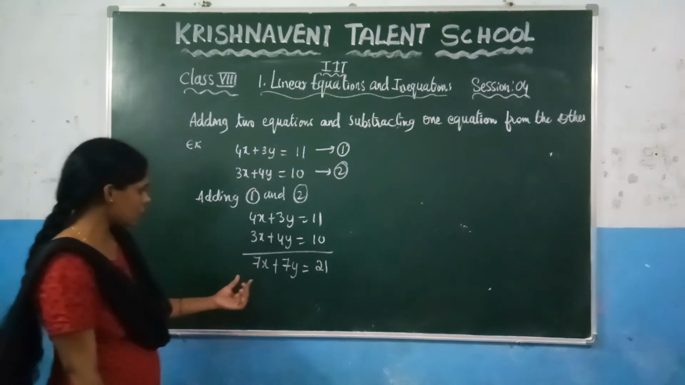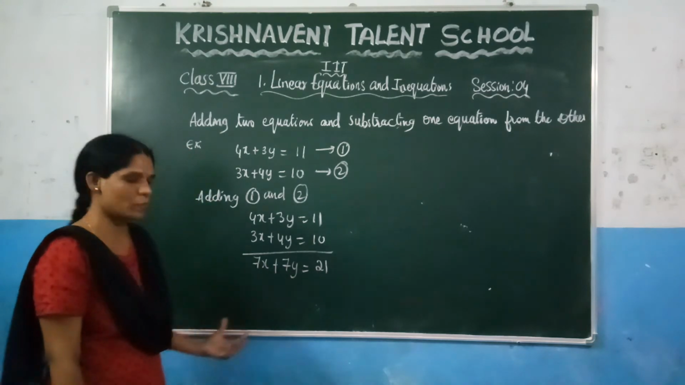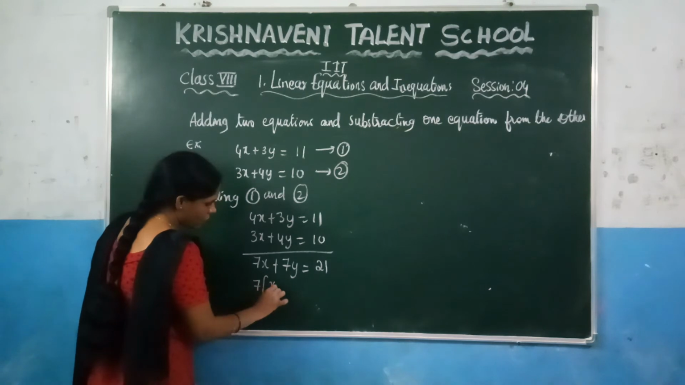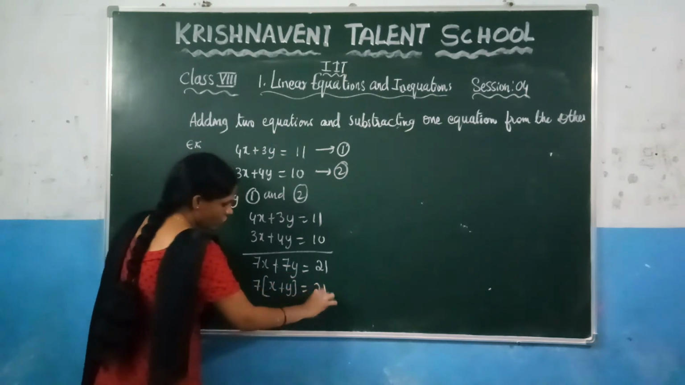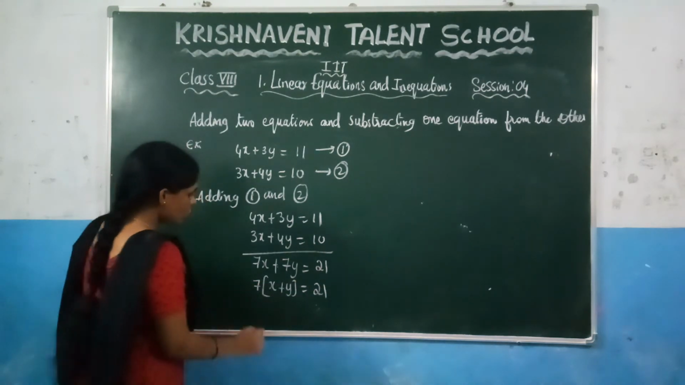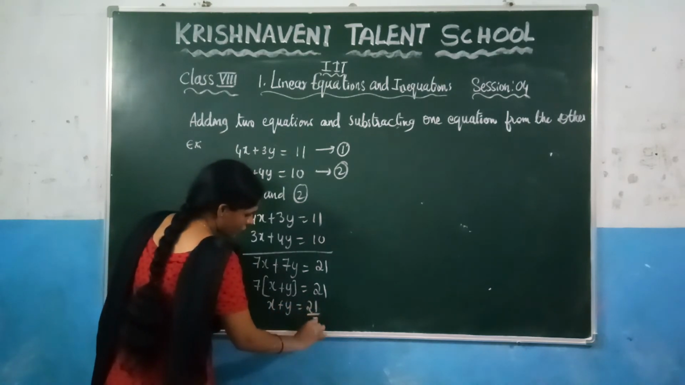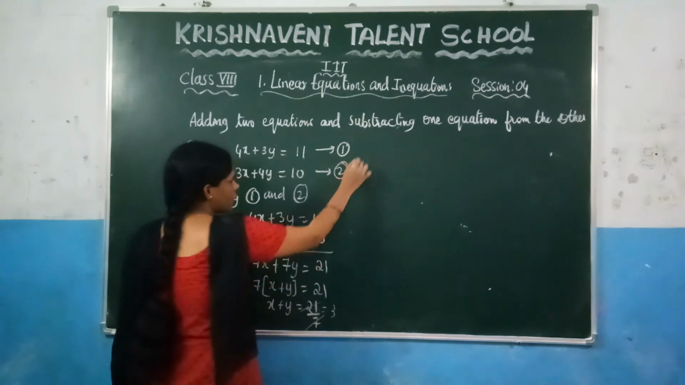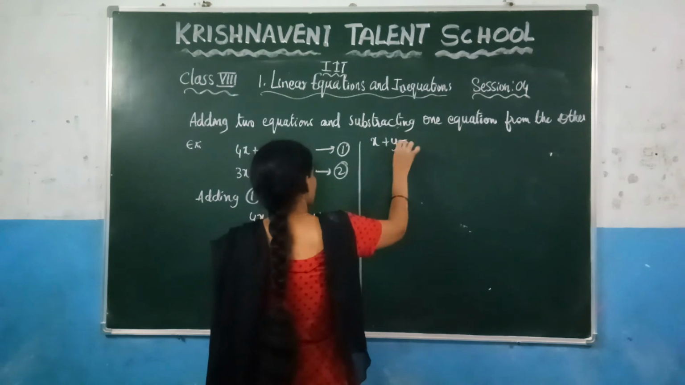Here you can observe that 7x is there, 7y is there. You can take 7 common. So if you take 7 common, what is left out? x will be there, plus y will be there. If you take 7 to this side, it will become division. You will get x plus y is equal to 21 by 7. You know that 7 3s are 21. So we got x plus y is equal to 3.